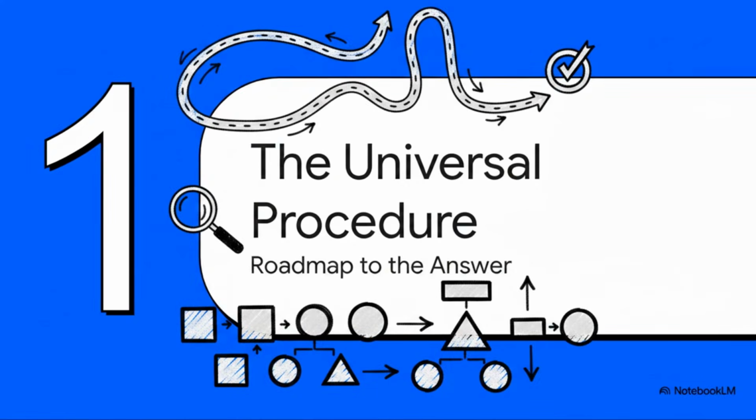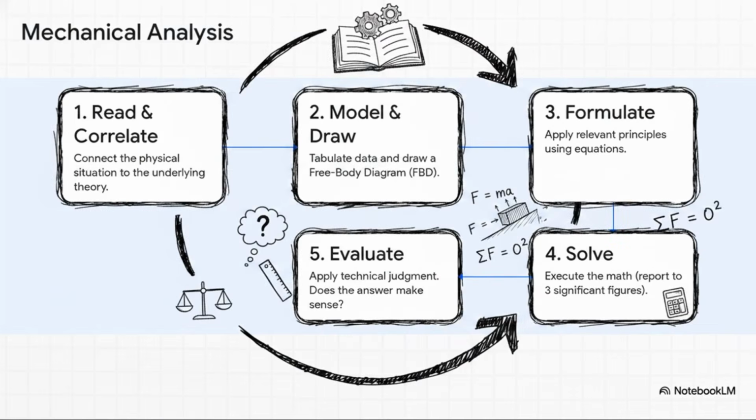First things first. The secret to consistently getting the right answer in statics isn't about being some kind of math genius. It's about having a reliable, repeatable procedure that you follow every single time. This is your roadmap. It's a 5-step cycle: read, model, formulate, solve, and evaluate. You start by really understanding the problem, then you draw it out, you set up your equations, you do the math, and, this is critical, you check if the answer even makes sense in the real world. Today, we're going to be laser focused on step 2, model and draw, because if you nail this step, everything else gets so much easier.